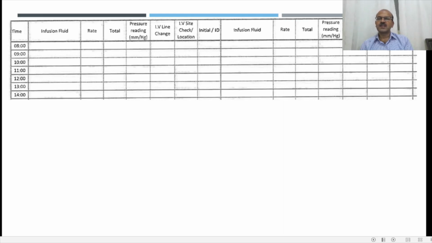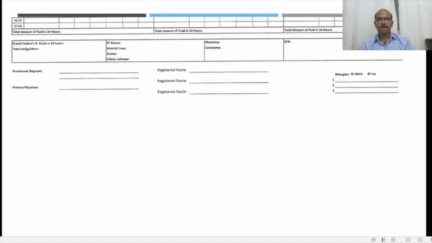And this portion of the sheet is for infusion, so the time is written downwards. Infusion fluids, you may have multiple infusions, so you have 3 columns like this. I have just taken 2 to show you better. The rate, the total that's going through at each stage, the pressure reading to make sure there is no obstruction or occlusion, IV line change if it was done in between, IV site check. So this is part of the IV care bundle as well, to avoid extravasation and also for infection prevention, and the initial of the person who is recording it.